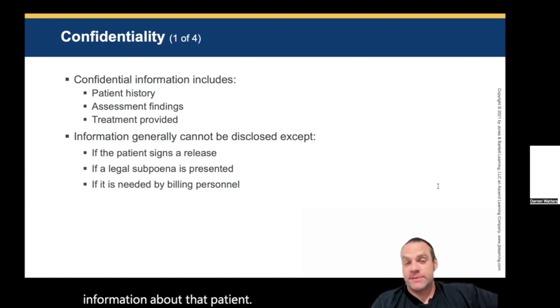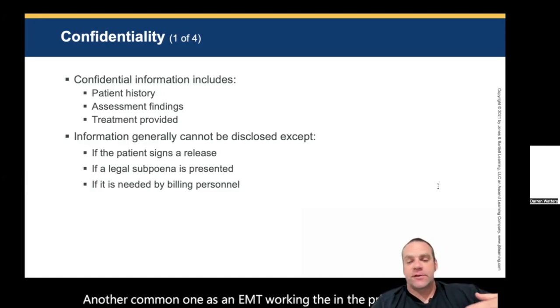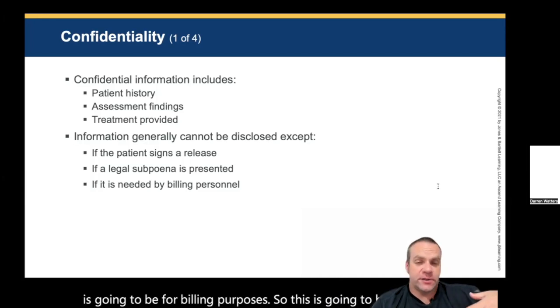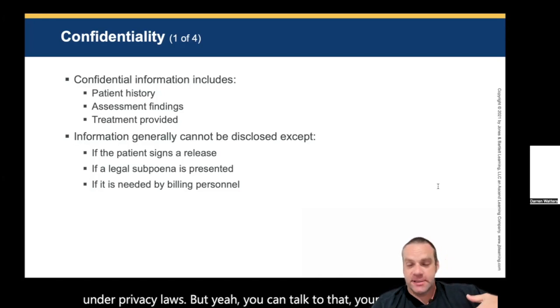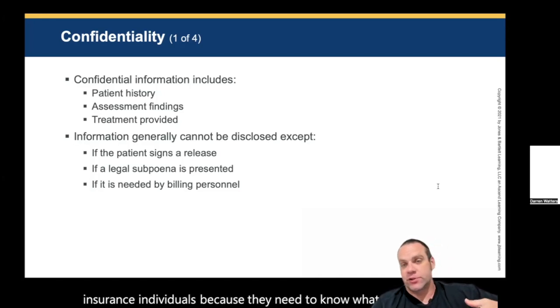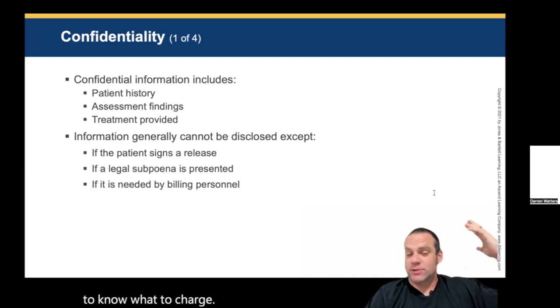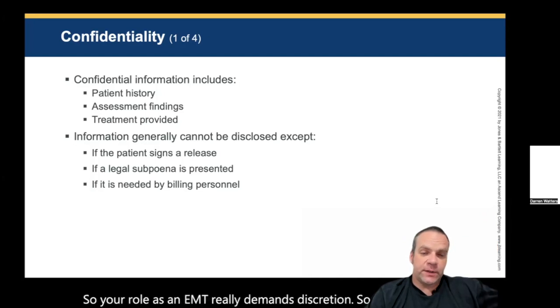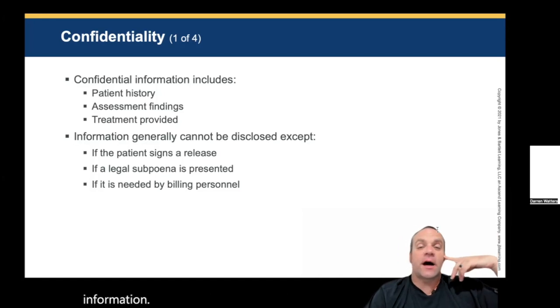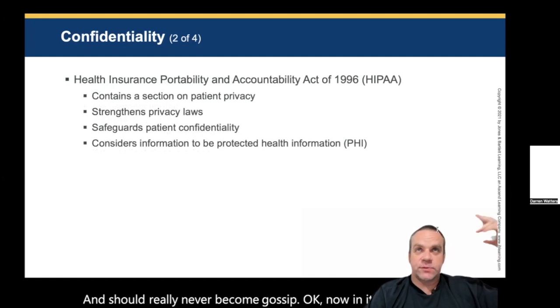Another common one as an EMT working in the private sector is going to be for billing purposes. This is allowed under privacy laws, so you can talk to your billers and your insurance individuals, because they need to know what treatment was conducted so they know what to charge. Your role as an EMT really demands discretion. What a patient tells you in the back of an ambulance is not public information, and should never become gossip.